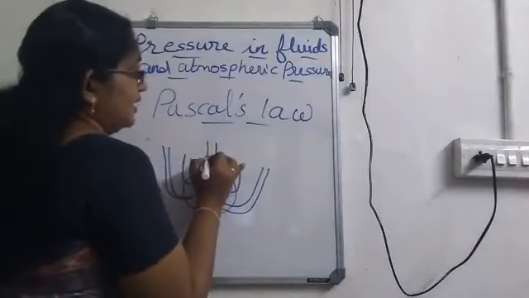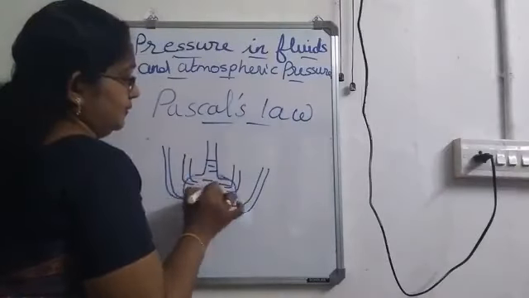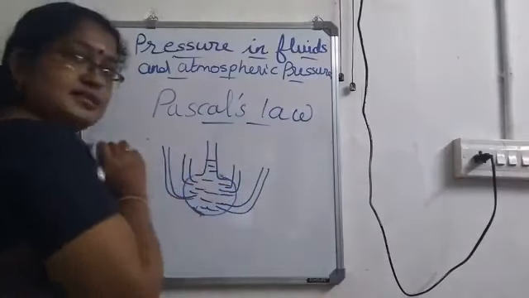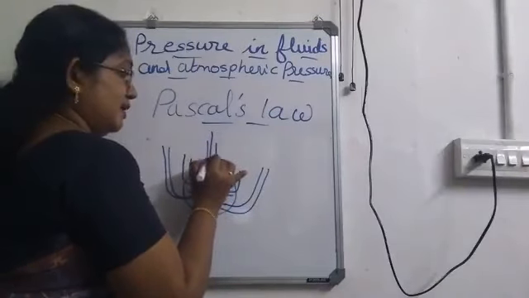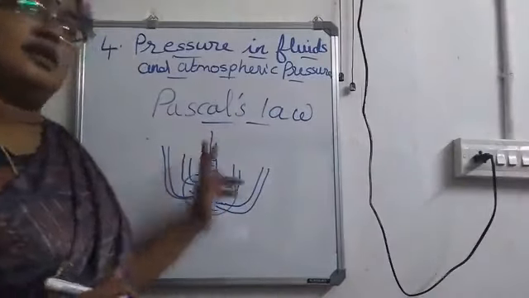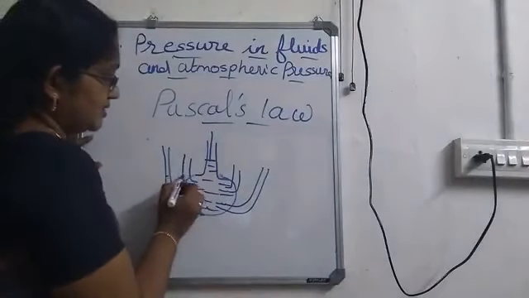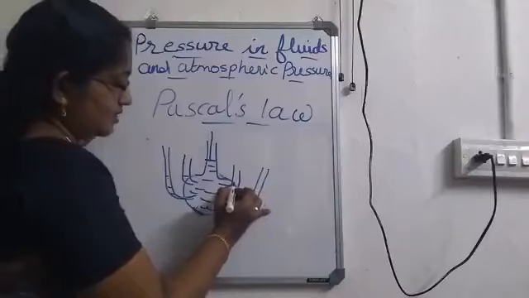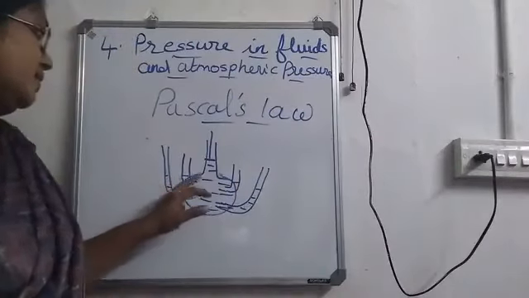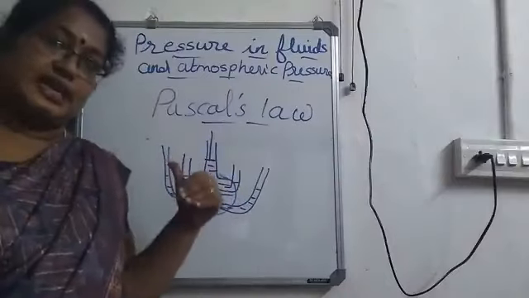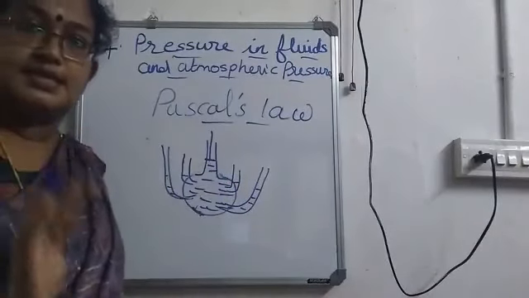Then we are closing it with a piston, and this is filled with water. Okay. Water is taken in this round bottom flask. Now I am using a piston to close this. Now since water is there, what happens? There will be water in these tubes also. And you can see that the level of water in these tubes will be the same.